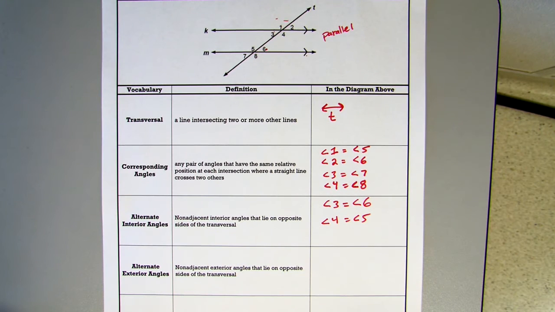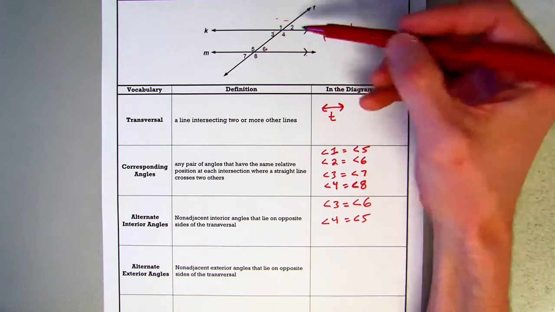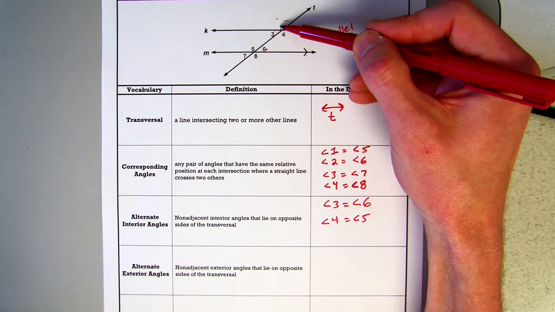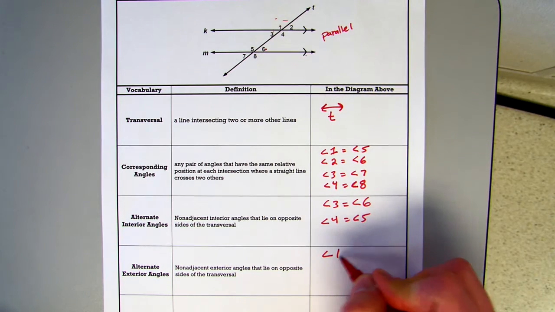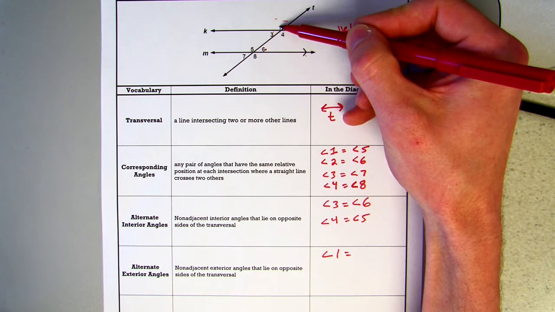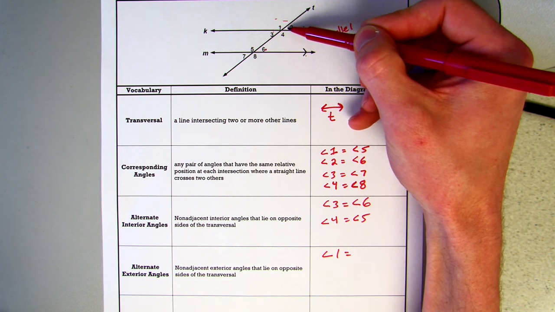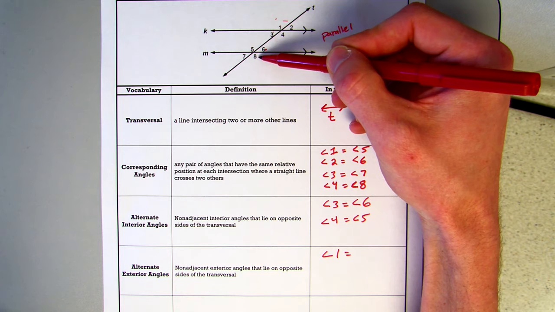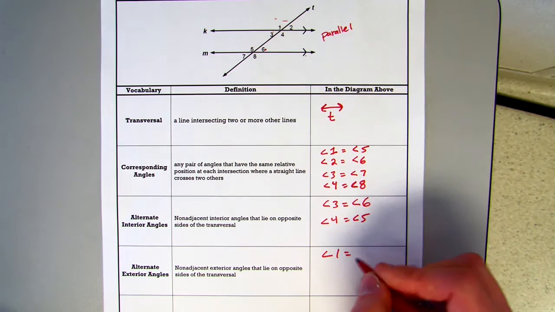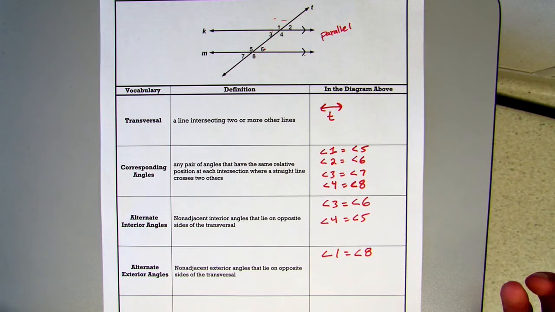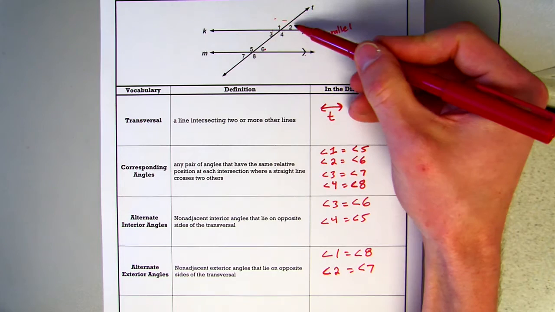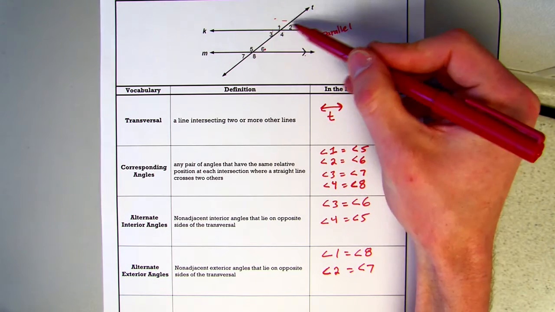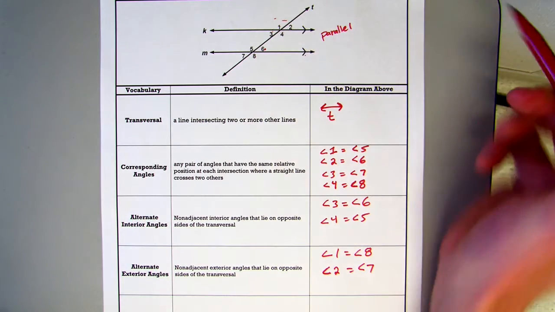Next is our alternate exterior angles, which are non-adjacent exterior angles that lie on opposite sides of the transversal. So now we're going to look at exterior angles 1, 2, 7, and 8. They're on the outside of K and M. So we can say angle 1 is going to be on the opposite side of the transversal line, and it's the other exterior. It's non-adjacent as well. So that would be angle 8. And you can see they look very similar. The same goes for angle 2 and angle 7. They look very similar. They're on opposite sides of the transversal line, and they're on the exterior.